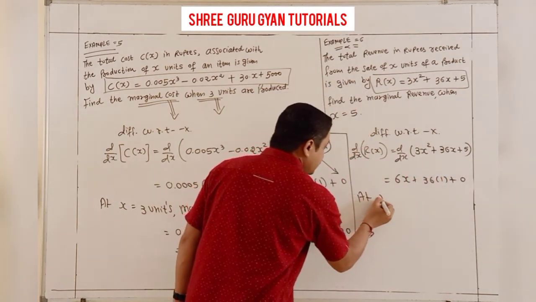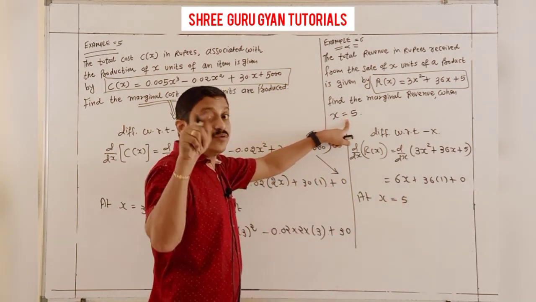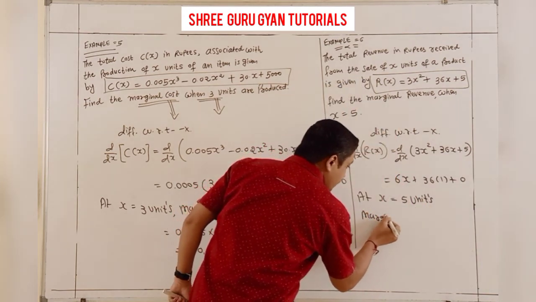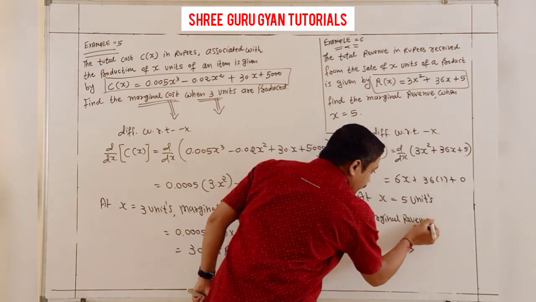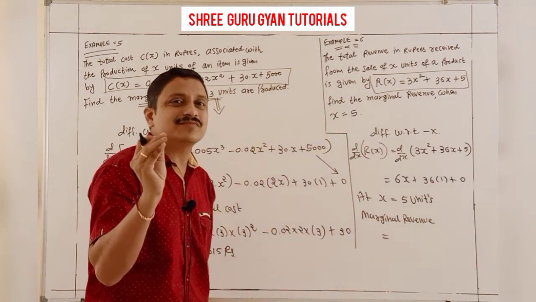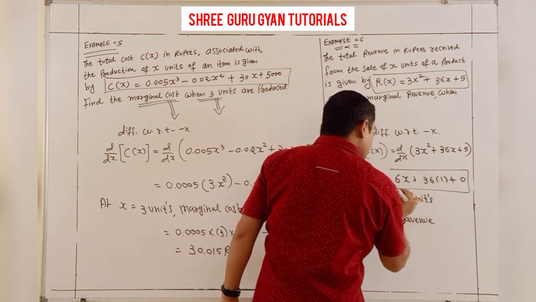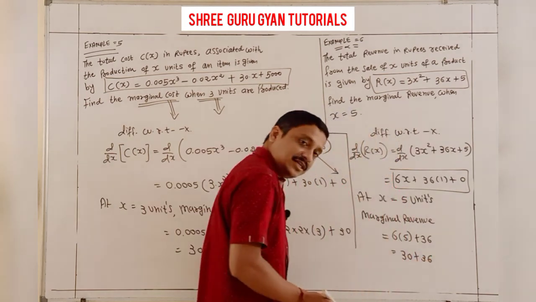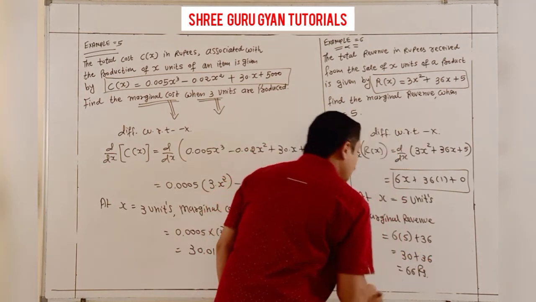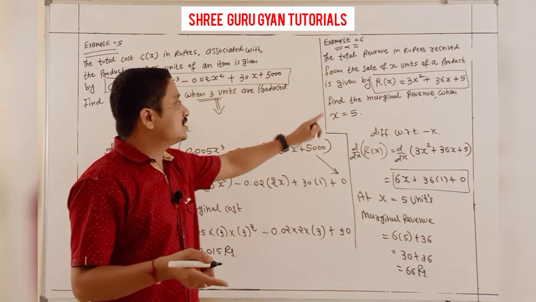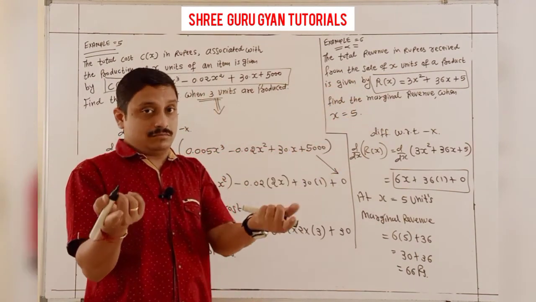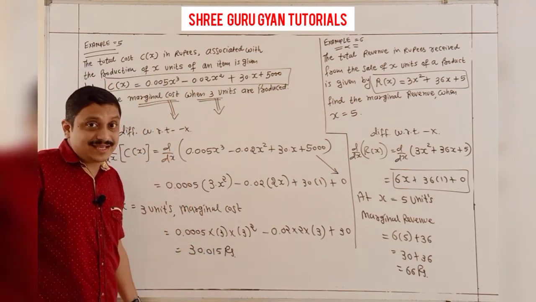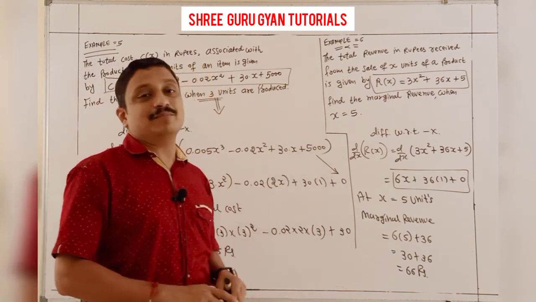So x is equal to how much? 5 units. Yes, 5 units for our marginal revenue. You just apply x equals 5. So here apply 6 into 5 plus 36. 6 fives are 30. 30 plus 36 is 66 rupees. That is your marginal revenue. It means for the given revenue equation, take the derivative to get marginal revenue. If cost is given, take the derivative, it is the marginal cost. Yes, students, here are our examples 6 and 5.